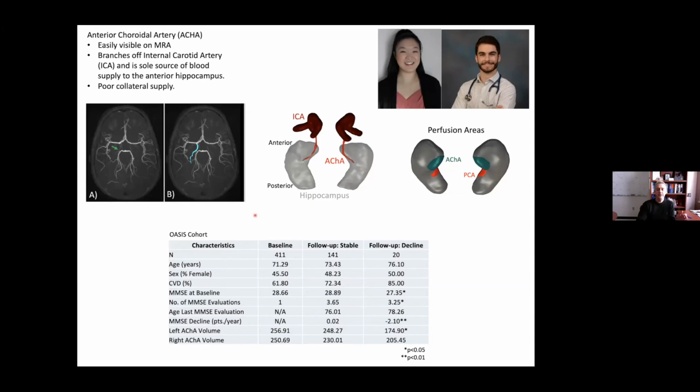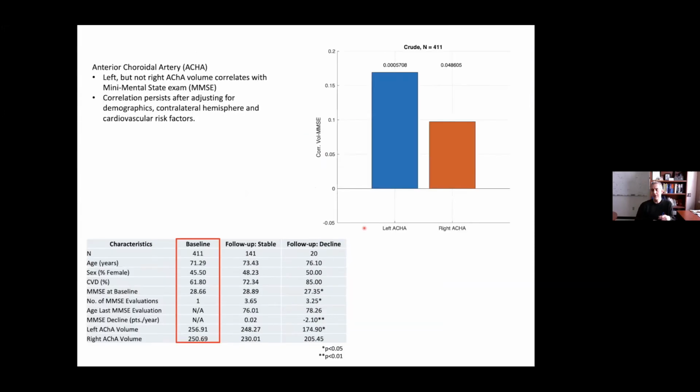So what we did is we went into the OASIS cohort where we had 411 MRA images, and we did a follow-up a few years later and looked at how this artery was changing. And at baseline, the first thing we found is that the left ACHA was positively correlated to the Mini-Mental State Exam, which is a typical evaluation that is done in cognitive decline. So bigger artery, better cognitive score. But the same was not true for the right ACHA. And when we corrected for different cardiovascular factors, that result still held.